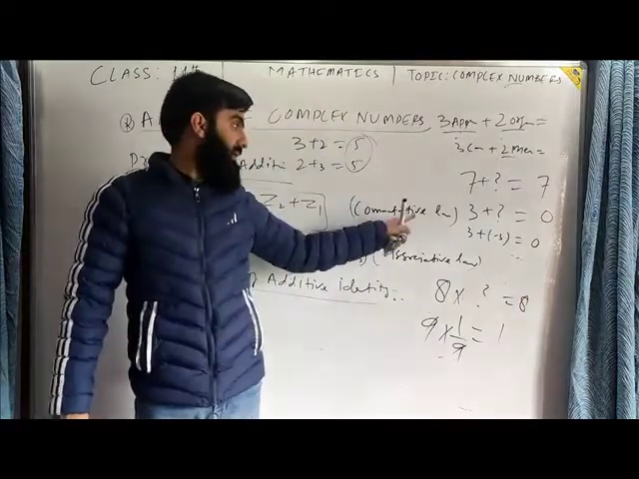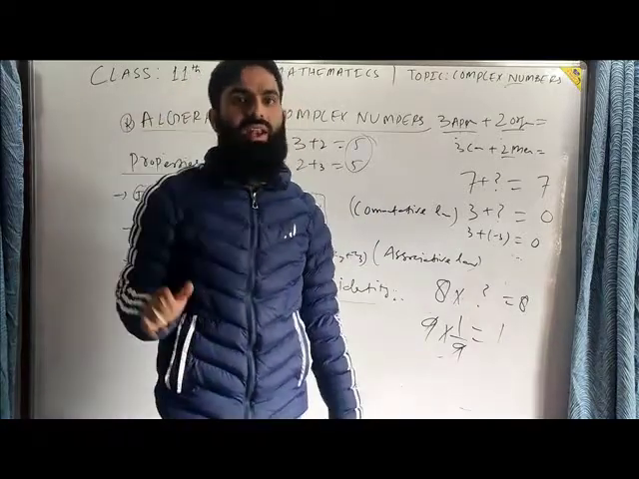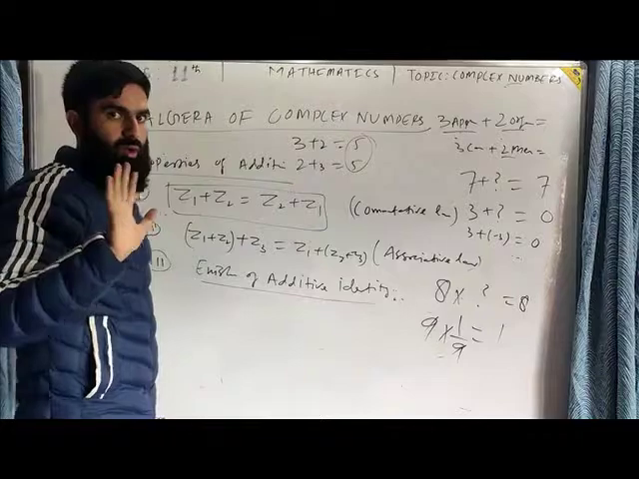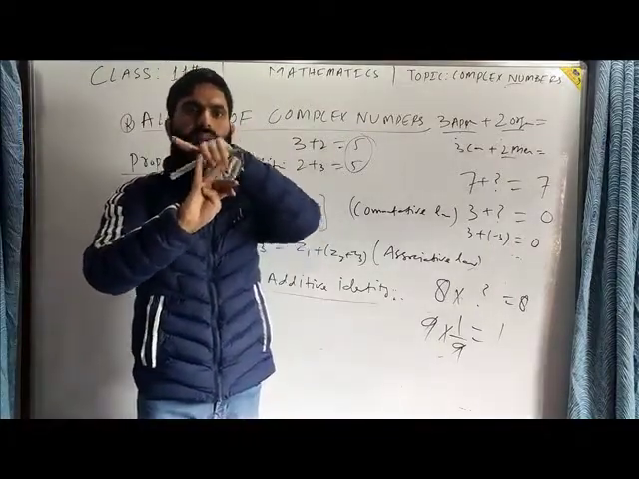In the first case, we discussed additive inverse. Additive inverse is the negative of a number. Multiplicative inverse is the reciprocal of a number. That's it. Now, you understood four concepts: additive identity, additive inverse, multiplicative identity, multiplicative inverse.